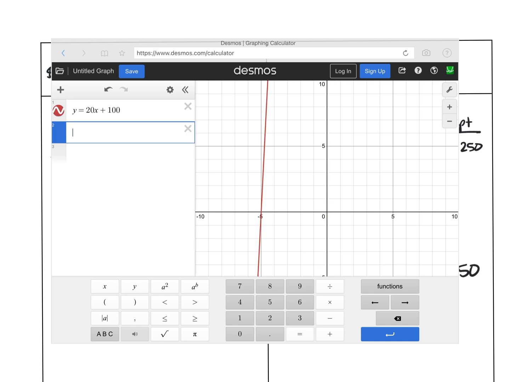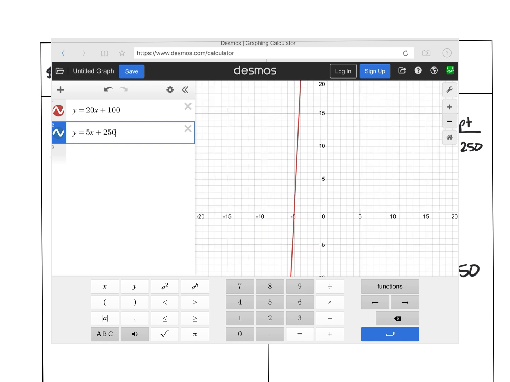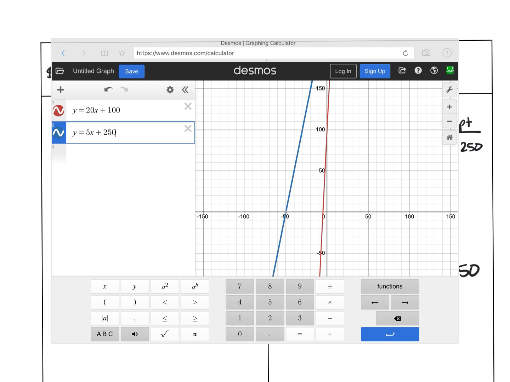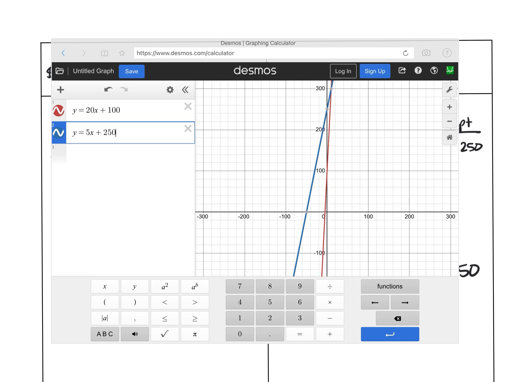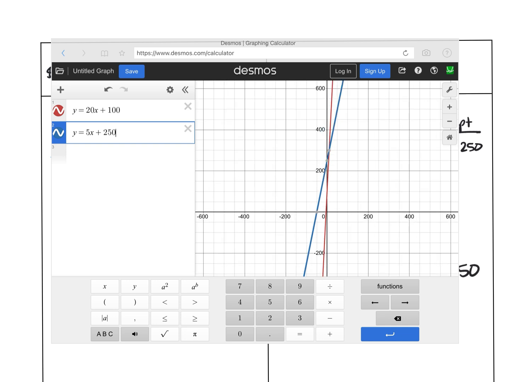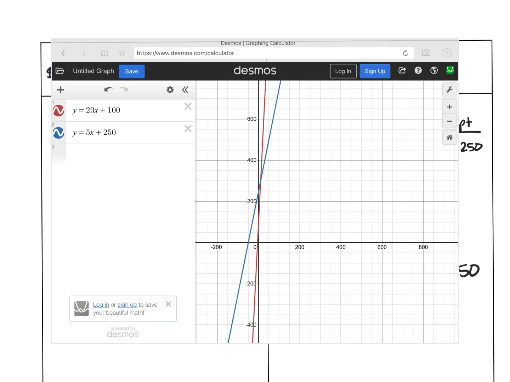And then in our next equation, it's y equals 5x plus 250. And now we can see that we don't quite have what we want, so we may need to zoom out in order to be able to see. So hitting that minus, and then as we start to see our two lines, then we can start to play with our window.